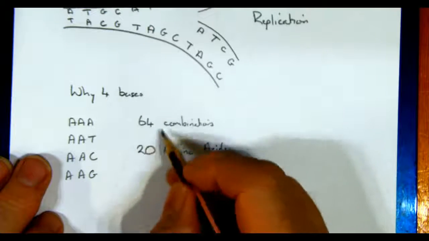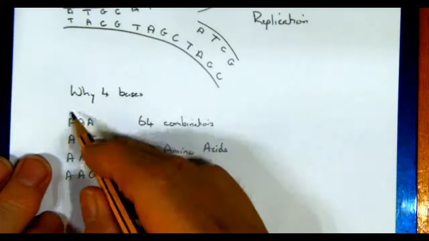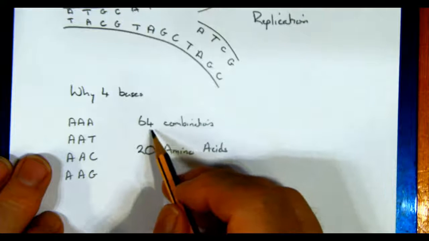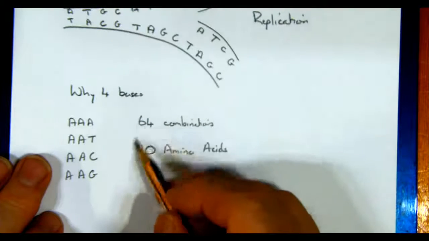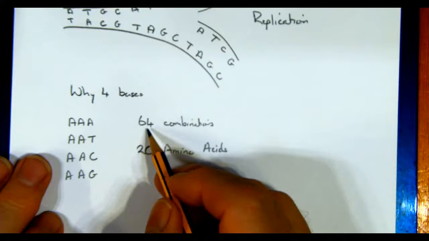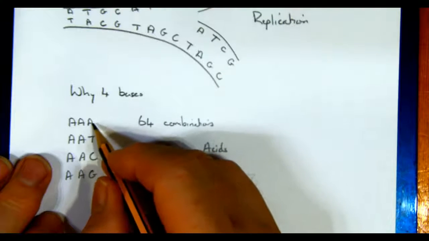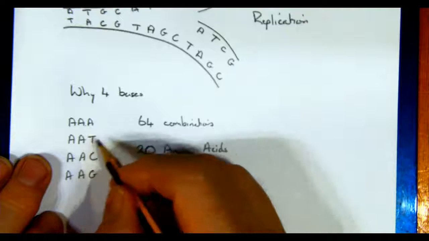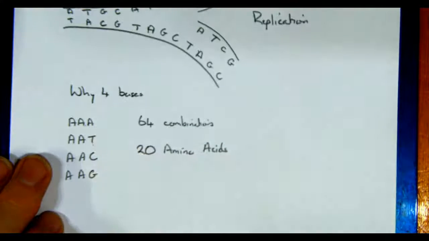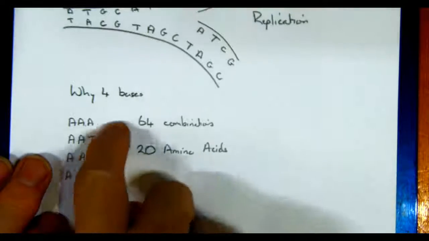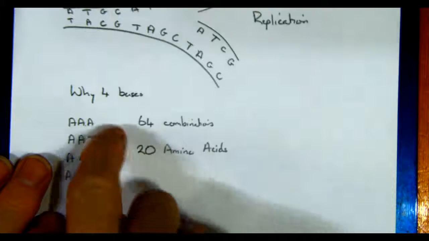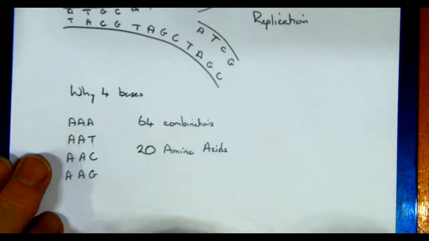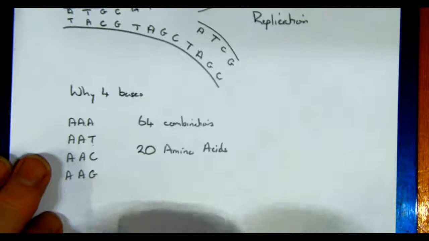So this is sufficient. 2 bases would only give me 16 combinations. 16 would not be enough, but here we've got some spare, so it may be that these 2 could code for the same amino acid. And you can look up this chart to see which ones do which. You don't have to memorize it, you merely need to know about it.